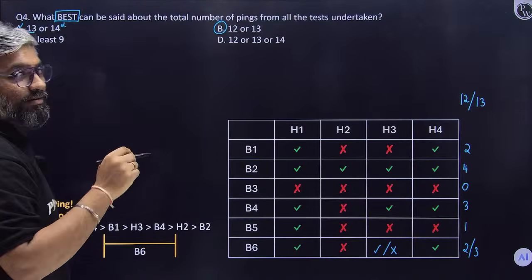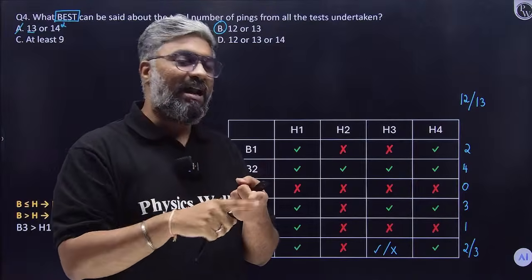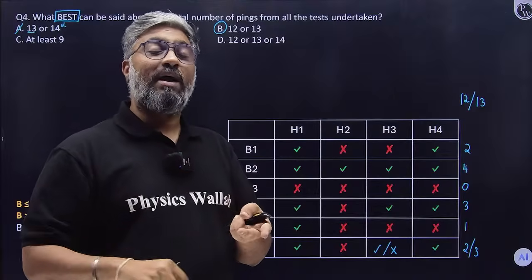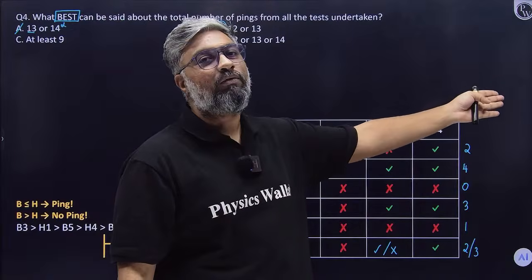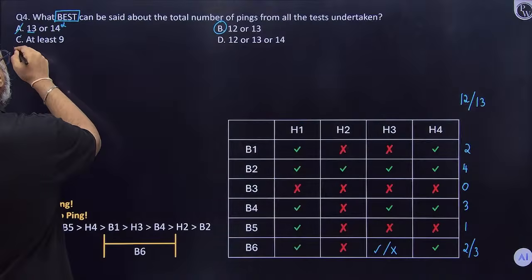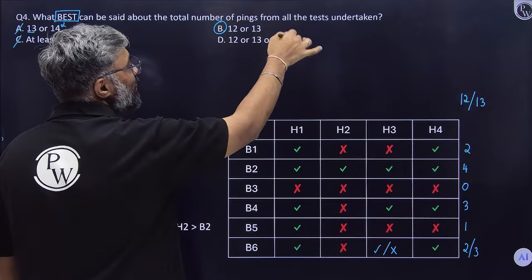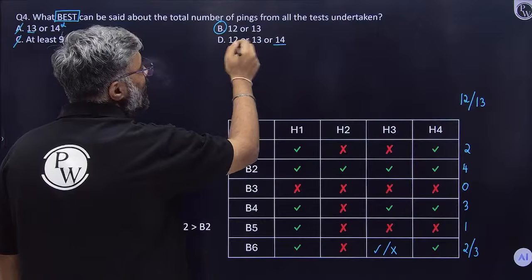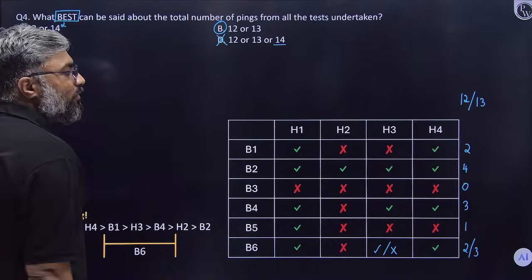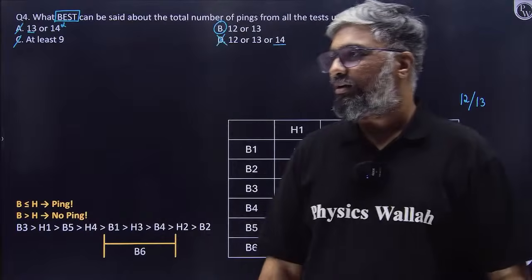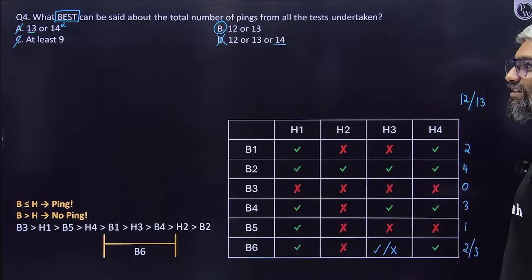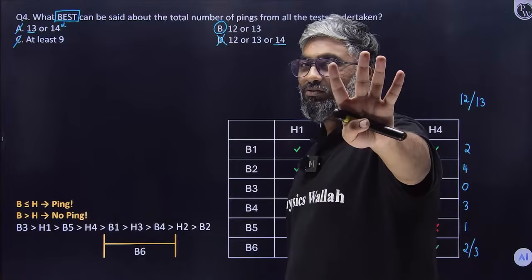At least 9 will also have 9, 10, 11, 12, 13, 14, 15. We don't need that. We know it's one of 12 or 13 only. Gone. And the last option, 12 or 13 or 14. 14 is the giveaway here. 14 is not possible. We know it's 12 or 13 very specifically. Done. So how many questions? 4 questions.